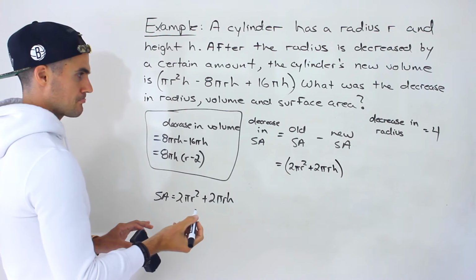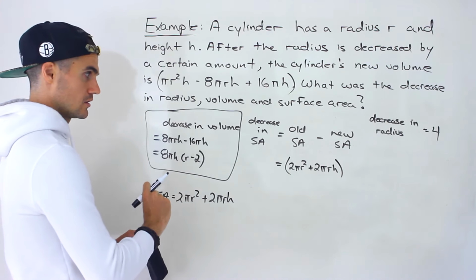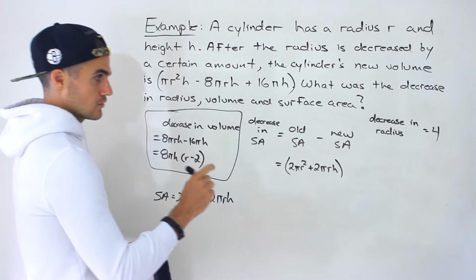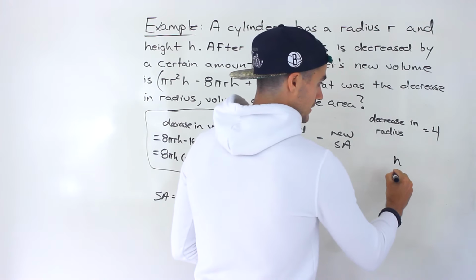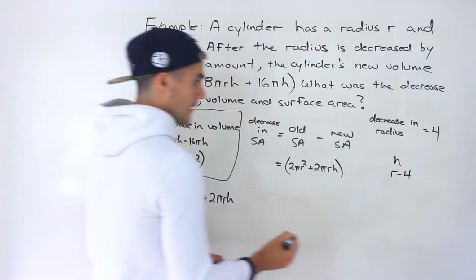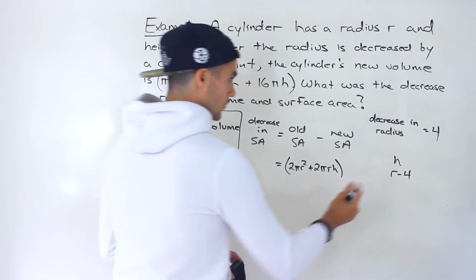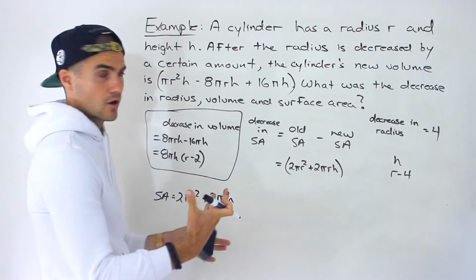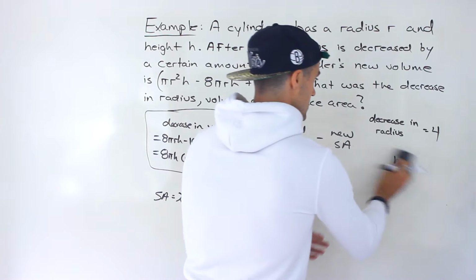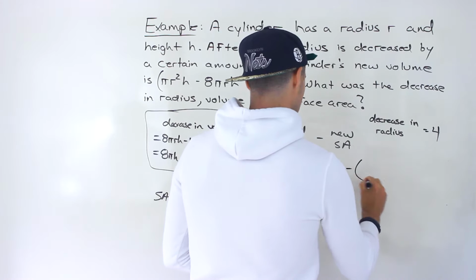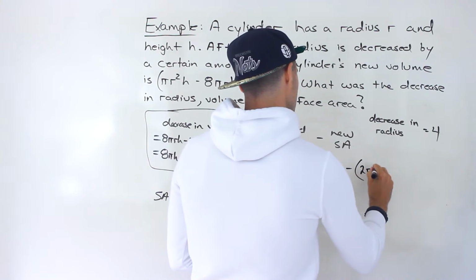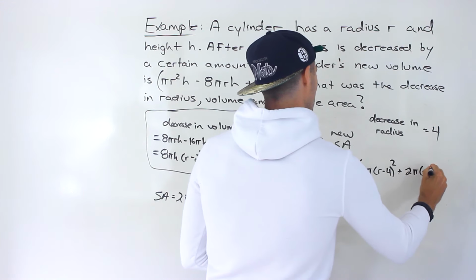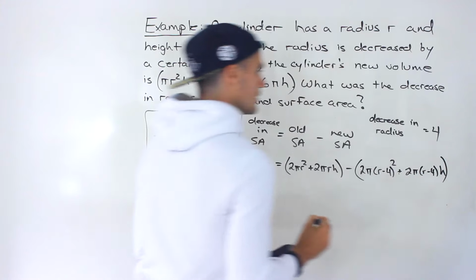Like that. And then the new cylinder, remember the new cylinder, it has the same height, but it has a radius of r minus 4. And so the same h stays the same here, but instead of this r, we have to plug in r minus 4 for that new surface area. So we would go minus, in brackets, the new surface area would be 2 pi (r minus 4) squared plus 2 pi (r minus 4) h, like that.